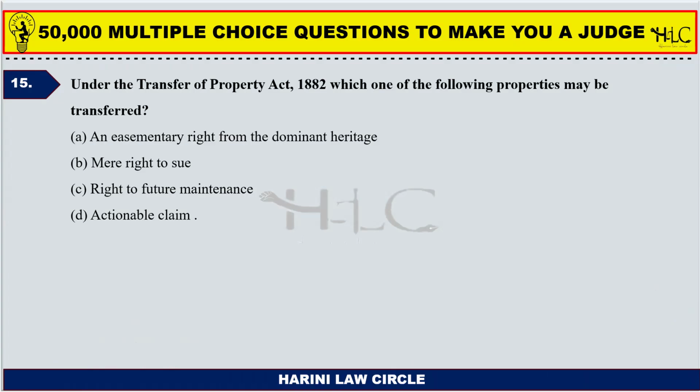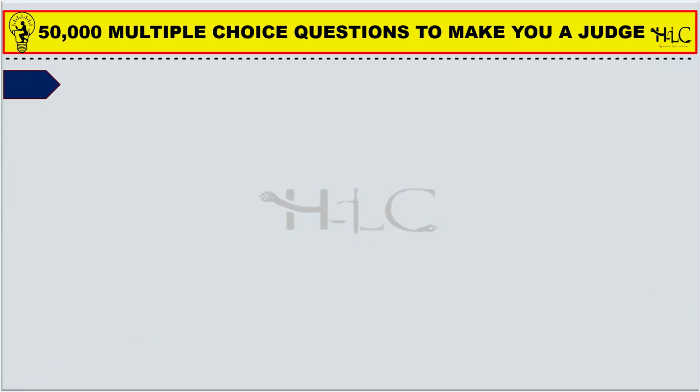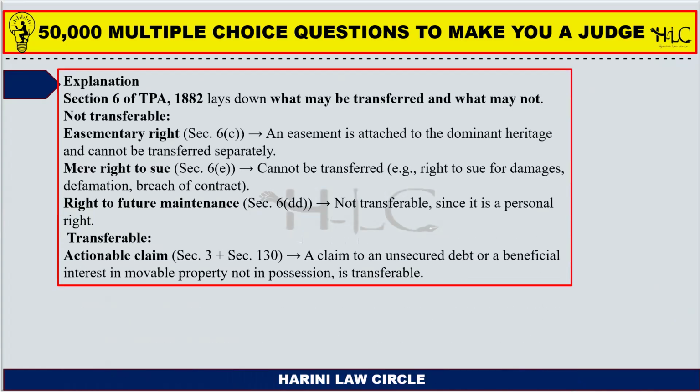Moving ahead to the 15th. Under the Transfer of Property Act 1882, which one of the following properties may be transferred? An easementary right from the dominant heritage, mere right to sue, right to future maintenance, actionable claim. Your correct answer is option D, actionable claim. Section 6 of the Transfer of Property Act 1882 lays down what may be transferred and what may not be transferred.